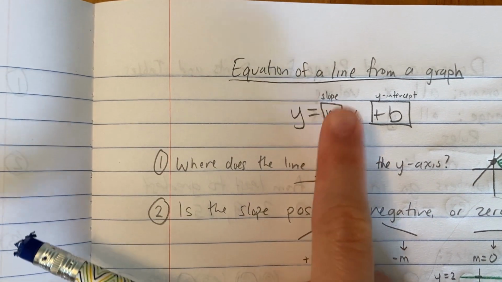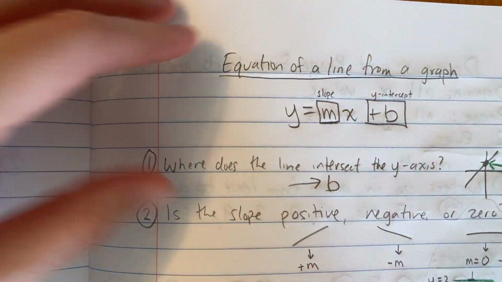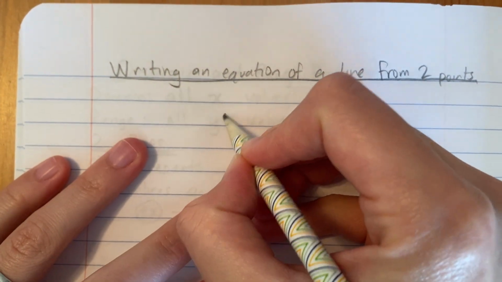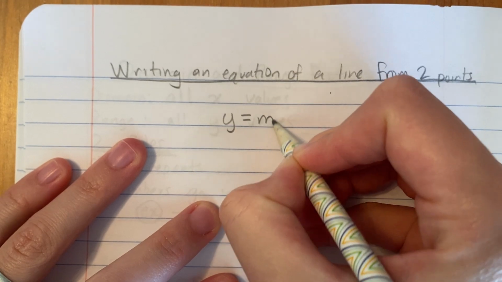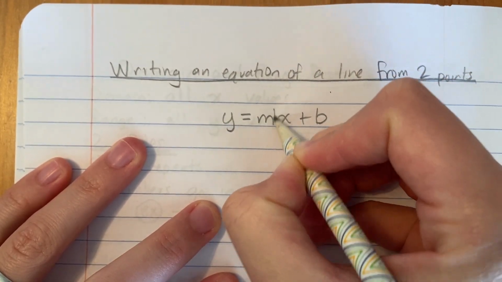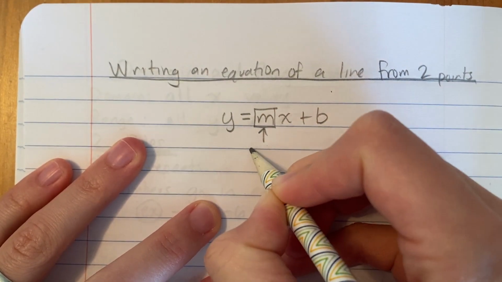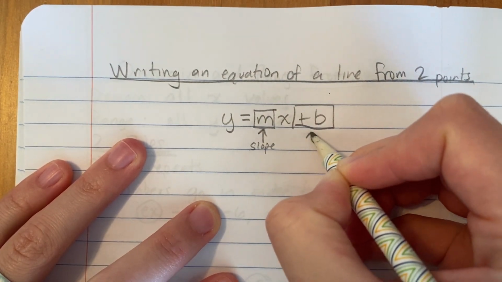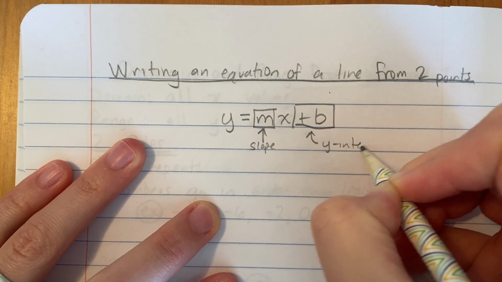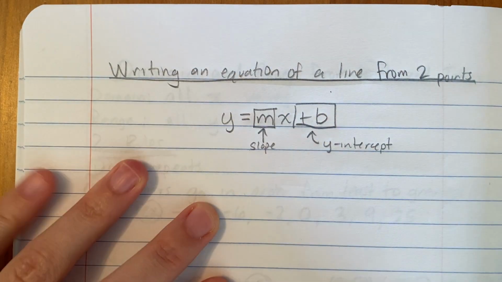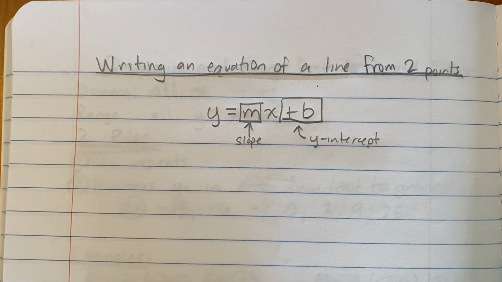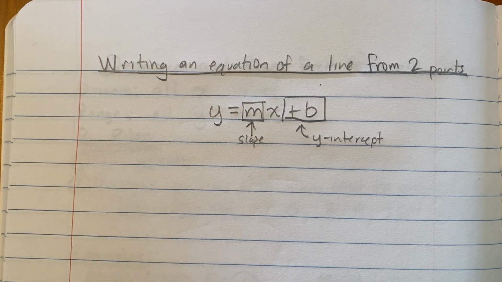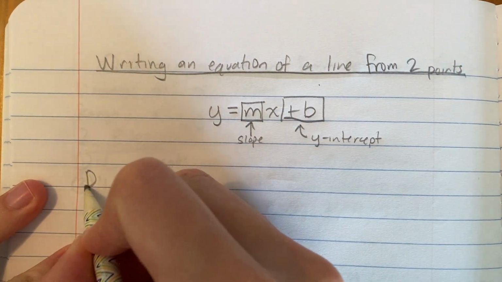Now we might remember that in order to find the equation of a line, I just need 2 pieces of information. I just need the slope and the y-intercept. That's all I need, right? In order to find the equation of a line, I need 2 things. I need the slope and the y-intercept, right? So the question is, if I'm given just 2 points, how am I going to find the slope and the y-intercept?